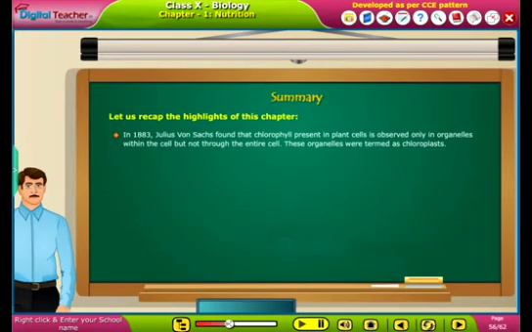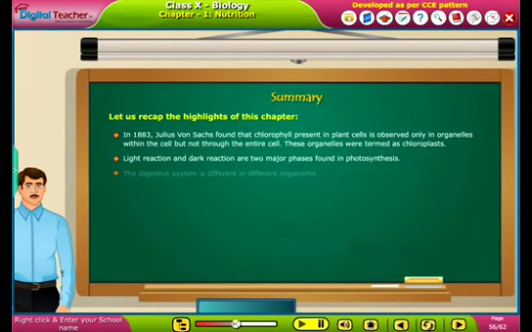In 1883, Julius von Sachs found that chlorophyll present in plant cells is observed only in organelles within the cell but not through the entire cell. These organelles were termed as chloroplasts. Light reaction and dark reaction are two major phases found in photosynthesis. The digestive system is different in different organisms.